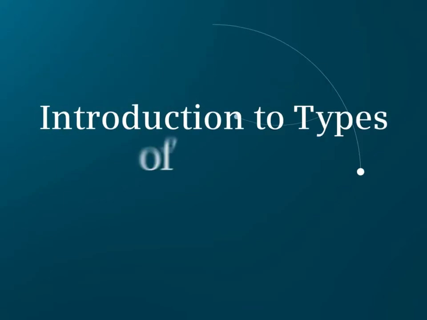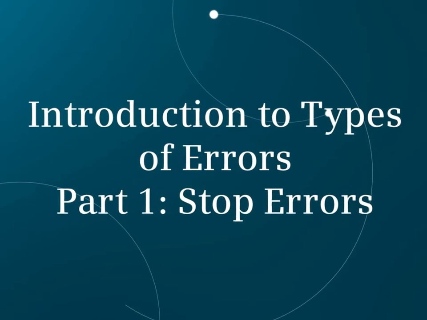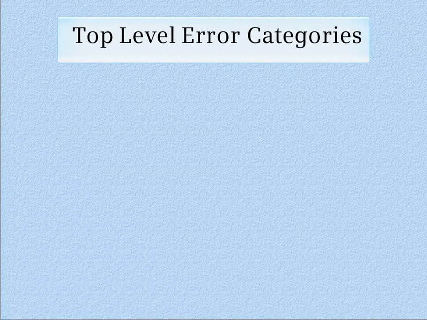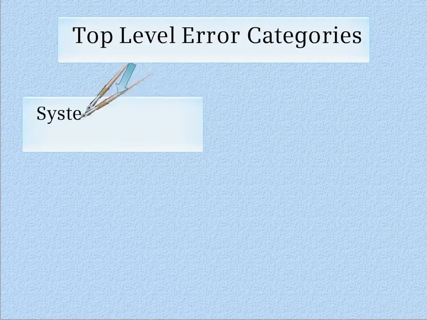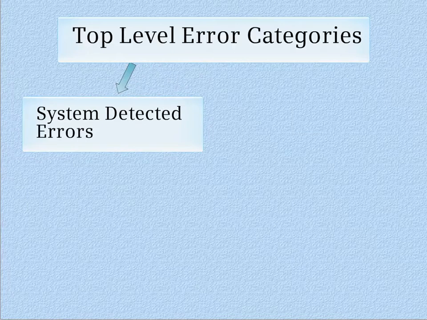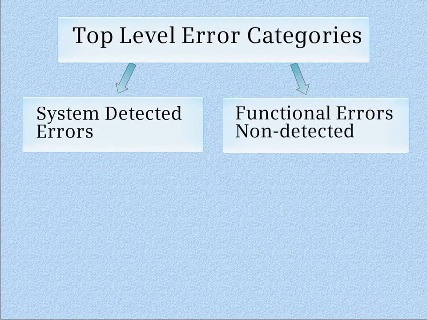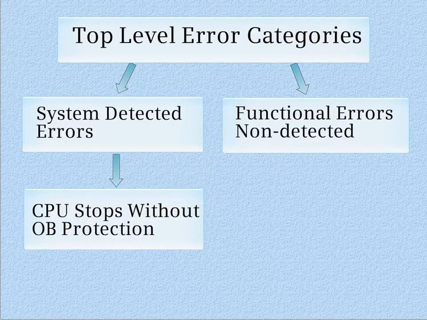In this video, we will review the System Detected or Stop Error category and some of the tools used for troubleshooting them. At the top level, there are basically two categories for errors. Those that the system can detect, sometimes called stop errors, and those that the system cannot detect, called functional errors. System detected errors will usually cause the CPU to go to the stop mode if there's no organization block protection.